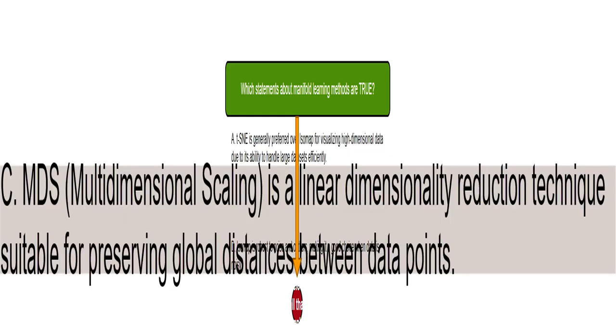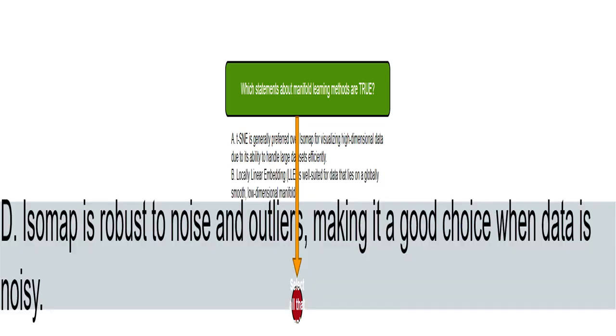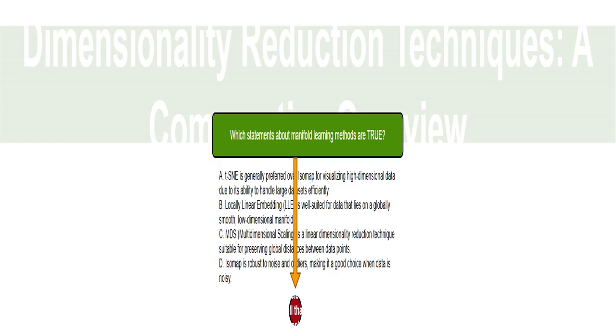This statement is false. MDS, or multidimensional scaling, is actually a nonlinear technique. Linear techniques, like principal component analysis, PCA, are different. MDS focuses on maintaining global distances between points in the lower dimensional representation. This statement is false. Isomap is sensitive to noise and outliers because it uses geodesic distances, which are easily distorted by noisy data points. This is the overall topic.